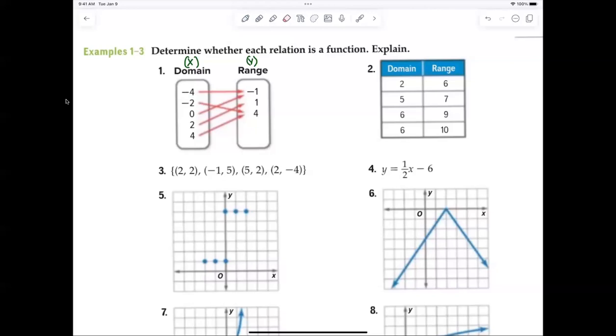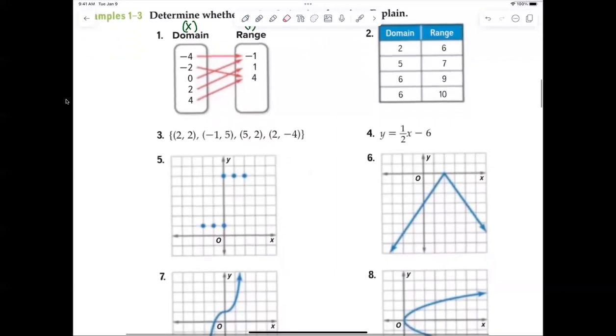Are all the x values different? No. So it is what? Not a function. That's how simple this is. I'm going to number 3. Is that a function? No, because all I'm doing is looking at the x's. 2, -1, 5, 2. Is that a function? No, because the 2's are written twice.